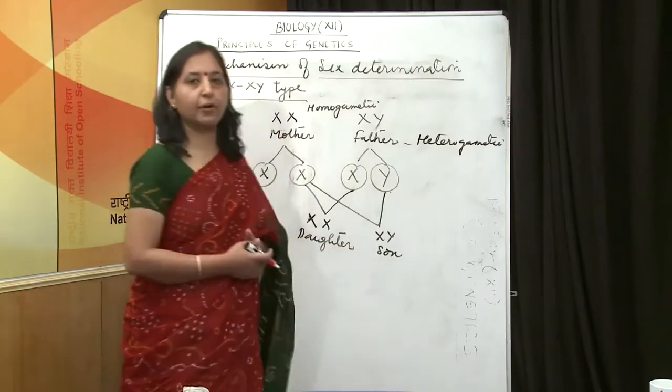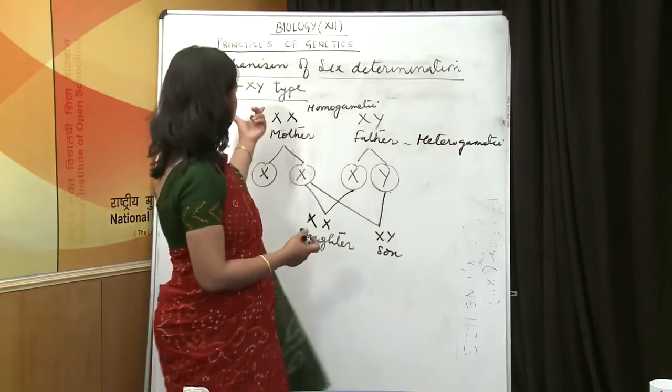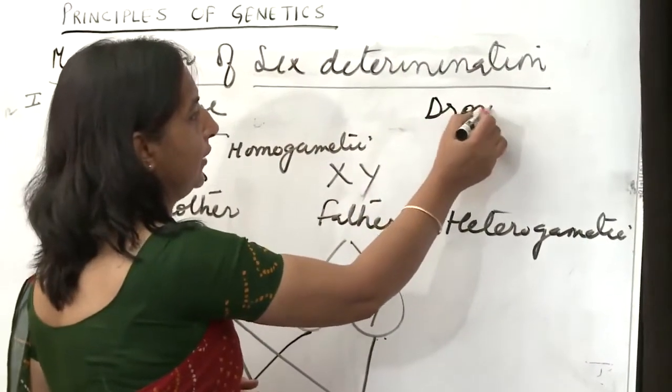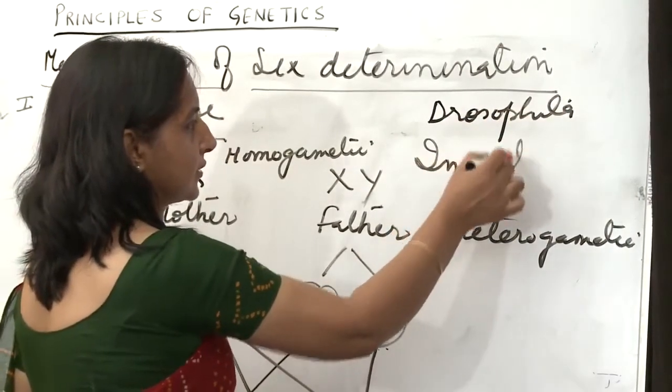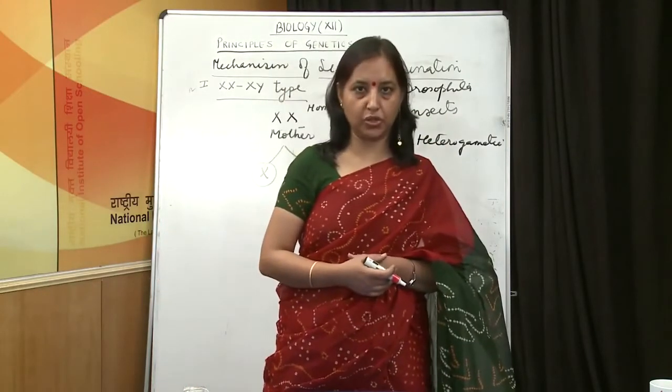This is the first type of sex determination, that is XY type. This is shown not only by human beings but also by Drosophila, that is fruit fly, and most of the insects. They also show the same type of sex determination.